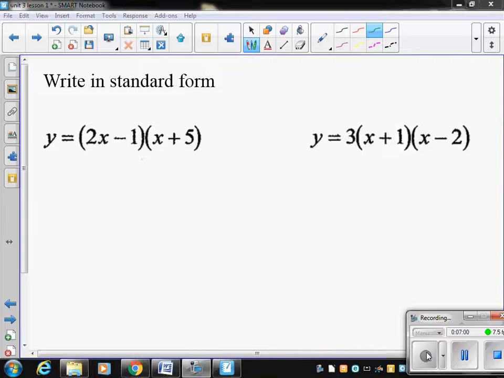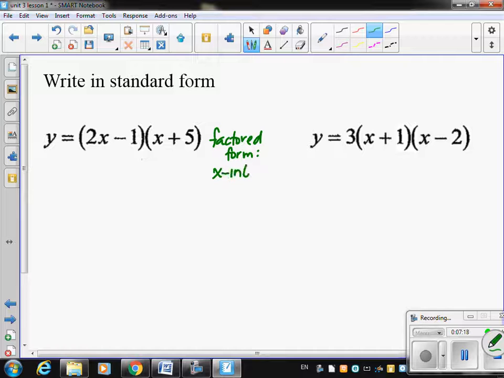So we're going to work a bit on our algebra and deciding what it is that we can glean from the two forms. So this first example has been written in factored form. Factored form was the one with the brackets, and it can tell us our x-intercepts. So before we write it in standard form, let's see if we can decide what the two x-intercepts are. We get the two x-intercepts when y is 0.